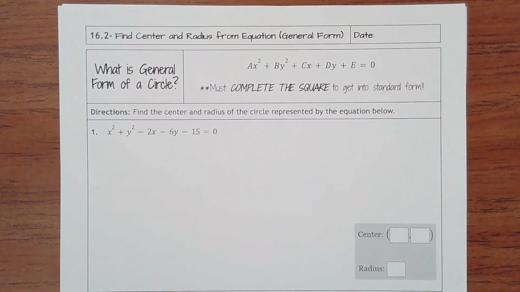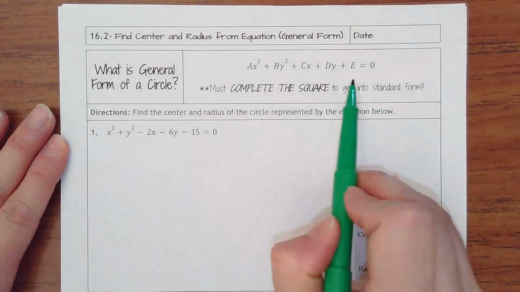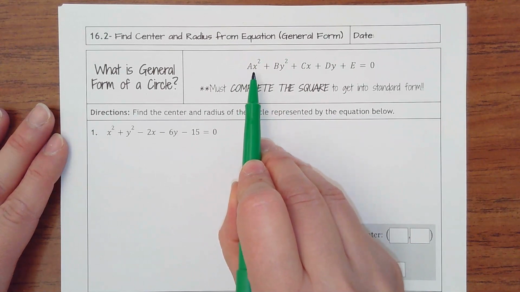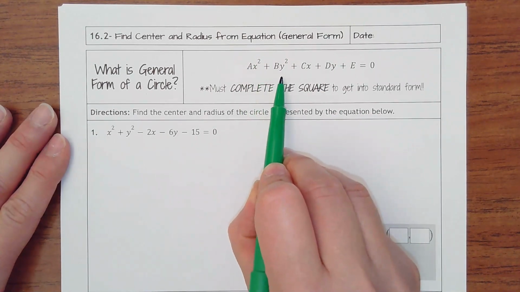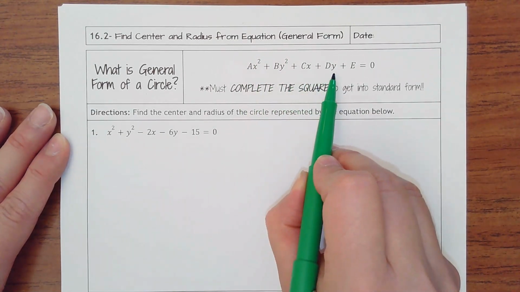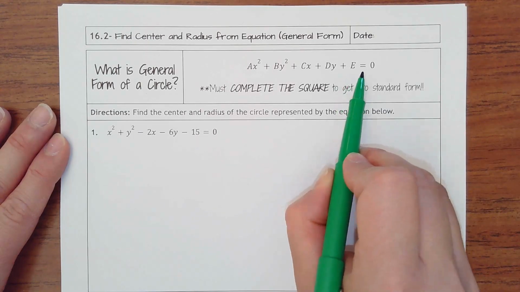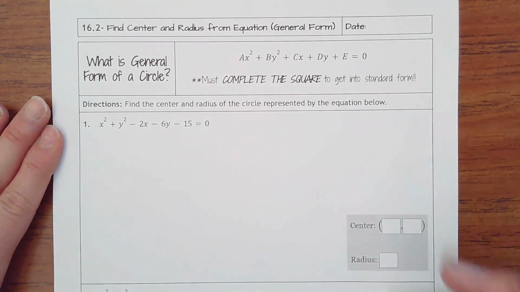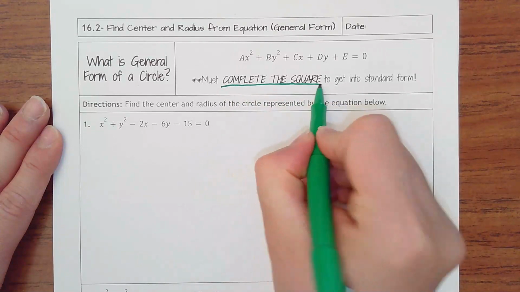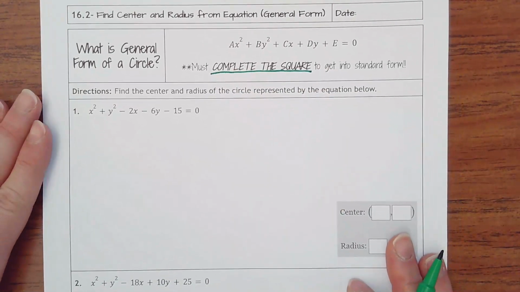Lesson 16.2 is finding center and radius from an equation, but this time it's in a different form called general form. What we did on the first lesson was conic form or standard form, and that had parentheses. Now you can see that we have no parentheses. It's just going to be something x squared plus something y squared plus something x plus something y plus some kind of constant equaling 0. You have to do what's called completing the square to get it to look like what we had before.